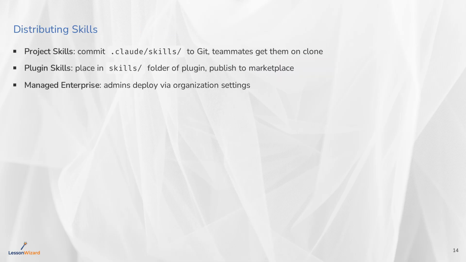Sharing skills is straightforward. For a team working on the same codebase, add the skill folder to the repository. Anyone who pulls the repo automatically receives it. If you develop a reusable skill across many projects, bundle it in a plugin and distribute through the marketplace. Large organizations can push skills centrally via managed settings, ensuring compliance and uniform behavior across all users. Choose the method that matches your collaboration model.